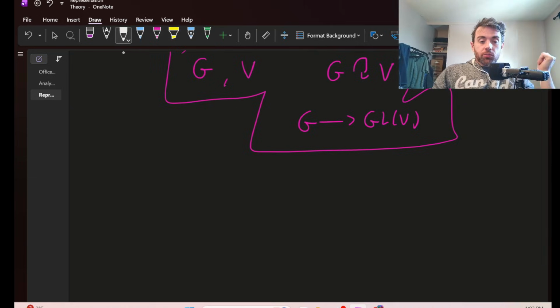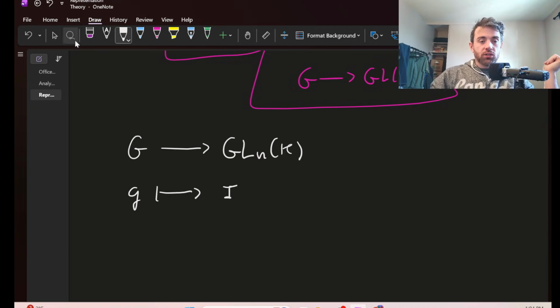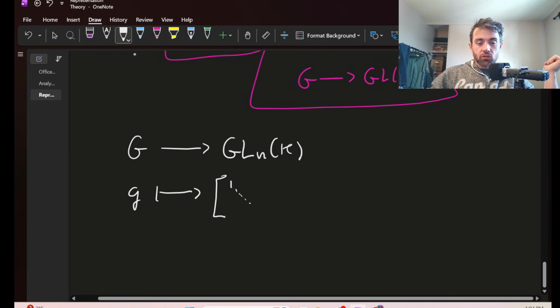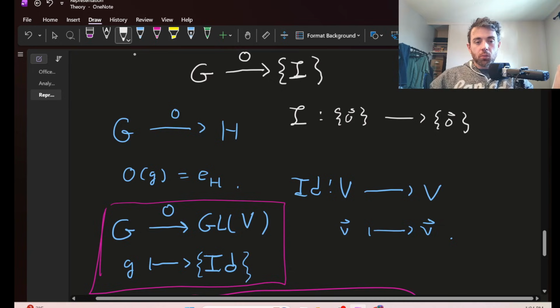So what does this look like in terms of matrices? Well, of course, for a finite dimensional vector space, this would be the map into GL_n(k) that sends every element of your group to the n by n identity matrix, right? So it's got ones on the diagonal and zero everywhere else. Again, this is just a special case of the fact that between two groups, you always have the homomorphism sending everything in your group into the identity of H.